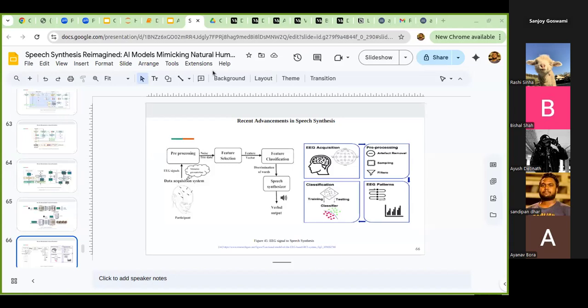Okay, so did you find how natural these samples are as compared to the original?